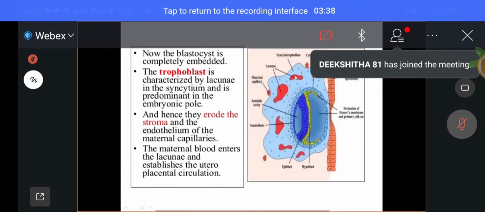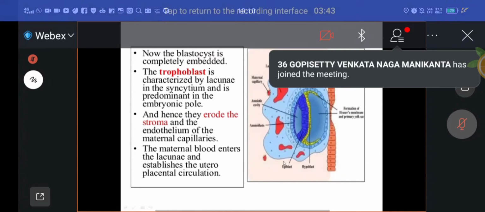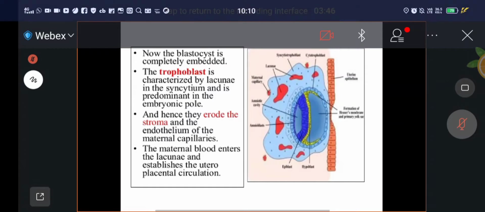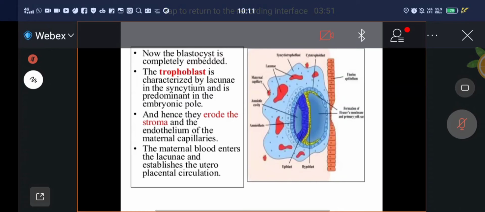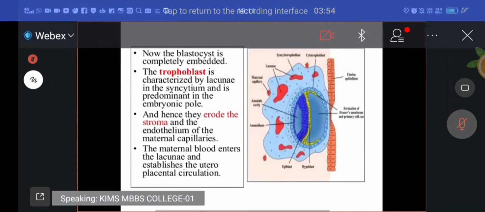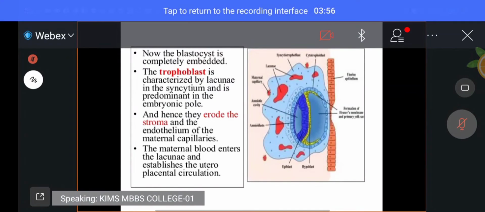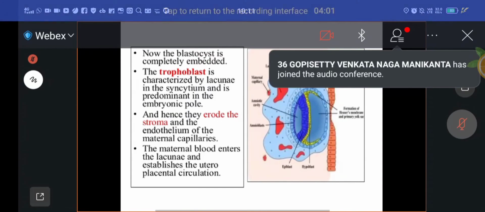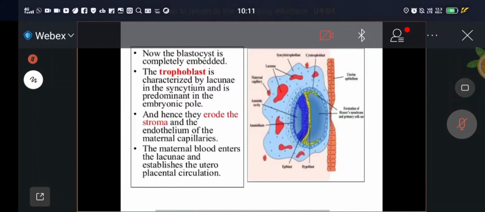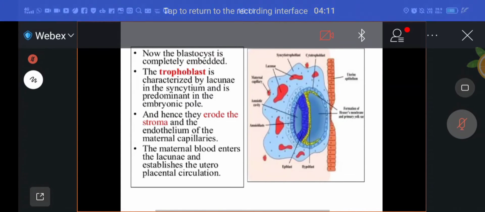First, in this syncytiotrophoblast, small gaps appear. They are called lacunae. These small gaps unite to form bigger gaps. And they are predominantly seen in the syncytiotrophoblast. And these growing gaps are called lacunae. What happens is, they are growing.